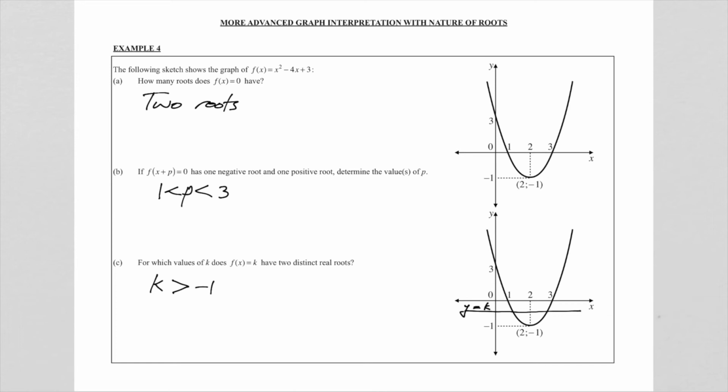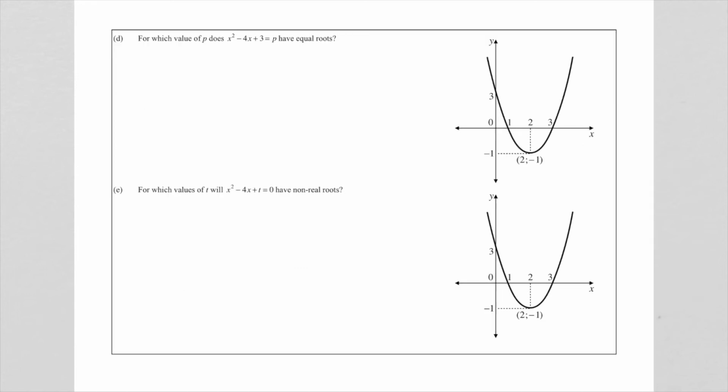Right, let's look at the next problem. So let's look at number D. This question says, for which value of p does x squared minus 4x plus 3 equal to p have equal roots? Now this x squared minus 4x plus 3 represents f(x). So they can also say f(x) equal to p, or they give you the f(x) function equal to p. And we want to know where the roots are equal. That is very important, the equal roots part.